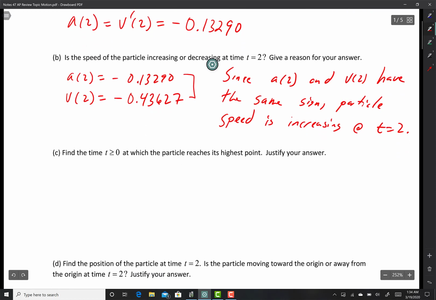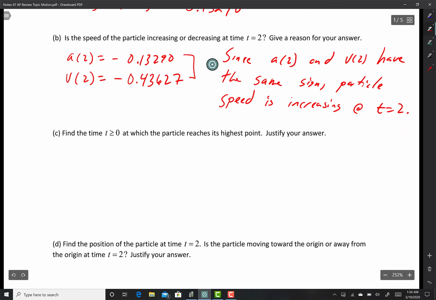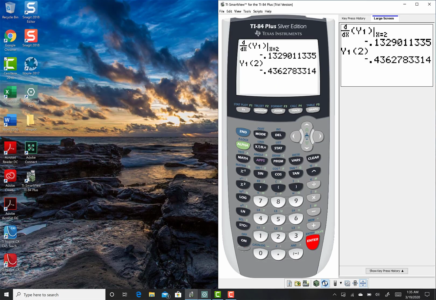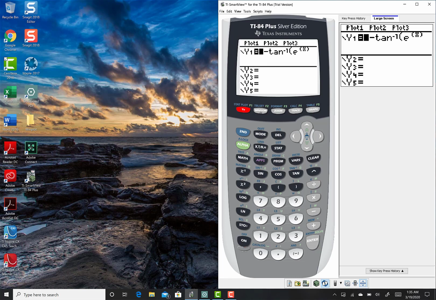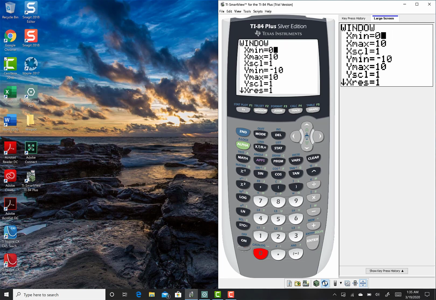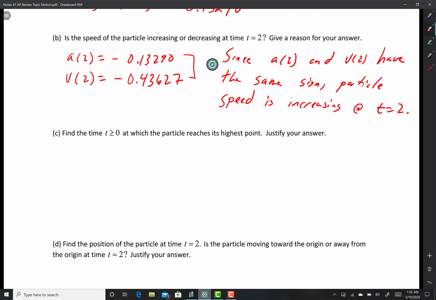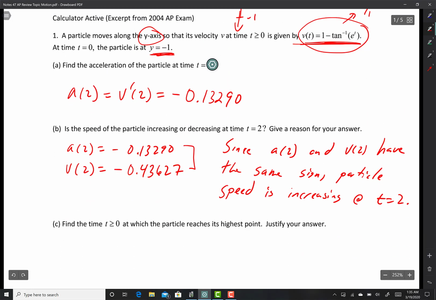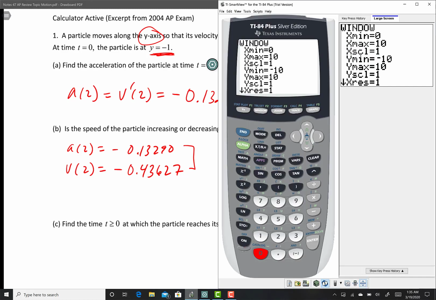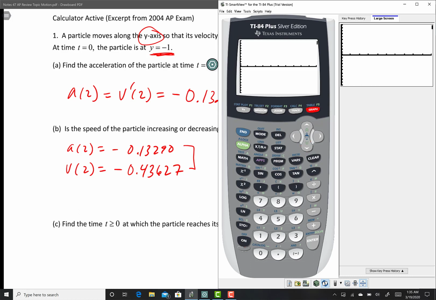And then it says, find the time at which the particle reaches its highest point. So remember, you're moving up or down. So I'm going to look at this graph here. This is my velocity equation here, and I'm going to look at it from 0. Did they give me a constraint? They did not. So let's see how this graph looks from 0 to 10. And I guess for now, let's leave negative 10 to 10. And let's see what we get when we push graph.